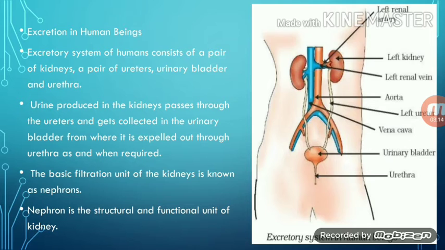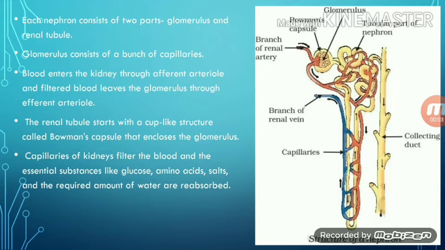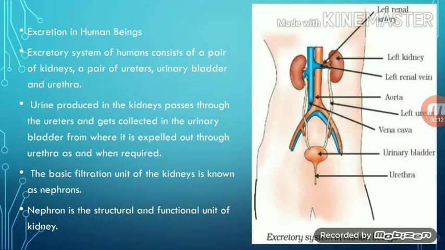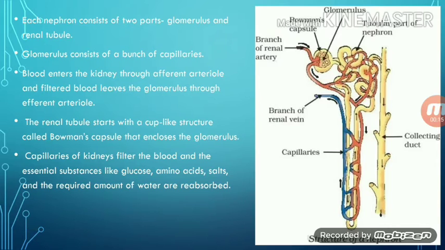Next we are going to discuss the structure of a nephron, which is the structural and functional unit of the kidney. See the picture very carefully. Each nephron consists of two parts: one is the glomerulus, another is the renal tubule. See the diagram. The glomerulus consists of a bunch of capillaries.